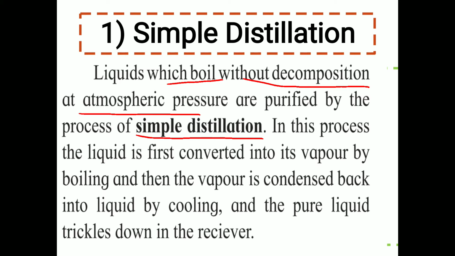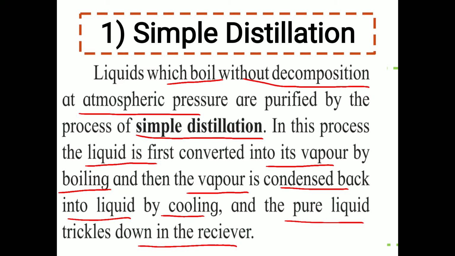In this process, that is in simple distillation, the liquid is first converted into its vapor by boiling. Then the vapor is condensed back into liquid by cooling, and then the pure liquid trickles down into the receiver. In short, in simple distillation we obtain vapor from the liquid, and then by cooling the vapor again we get the liquid, and in that case the impurities are removed.